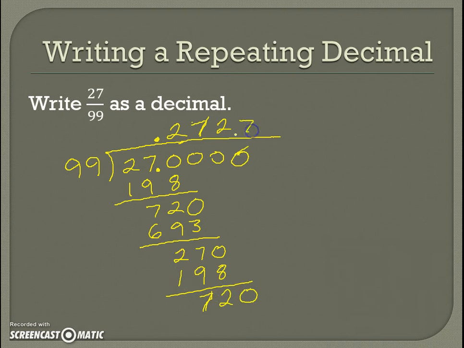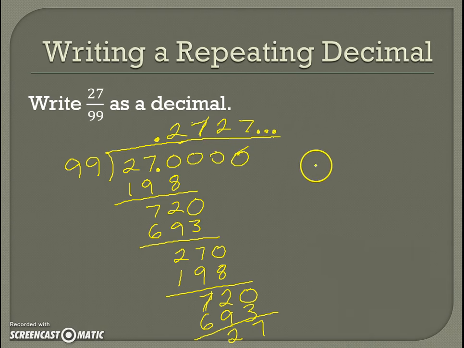It's 7, and then I multiply and get 693, and you can see I'm running out of room here, but that leaves me with 27, and once again I'm doing the whole process again. So hopefully at that point you notice that that 27 is going to continue coming up. It's going to be 0.27, 0.27, and so on, and those are the digits that are repeating.